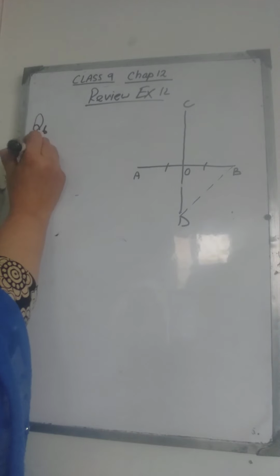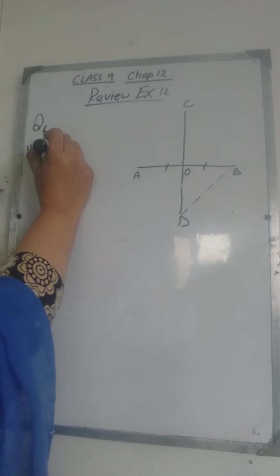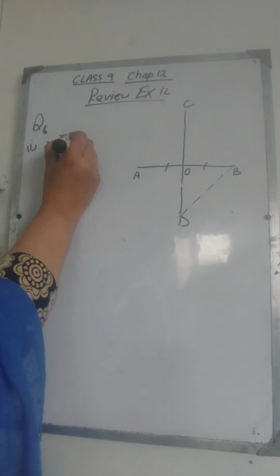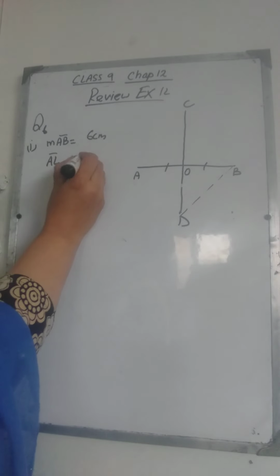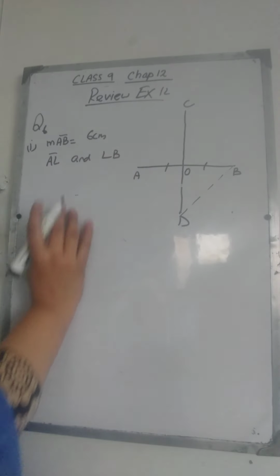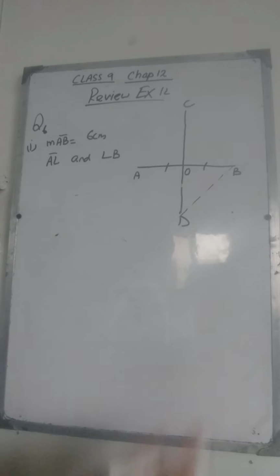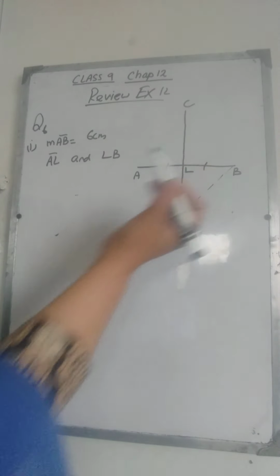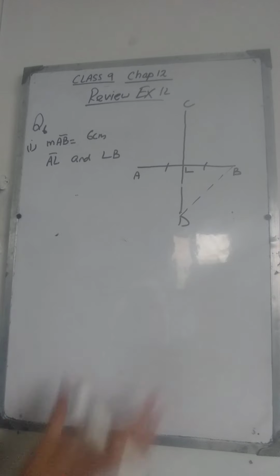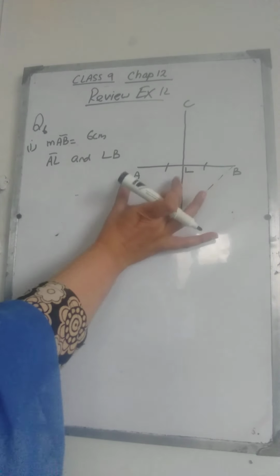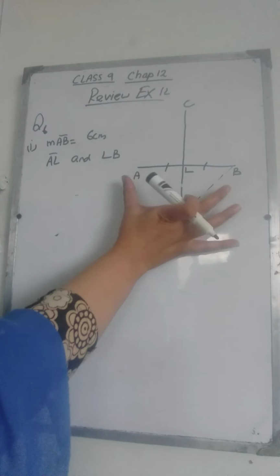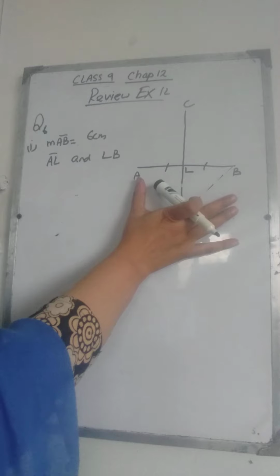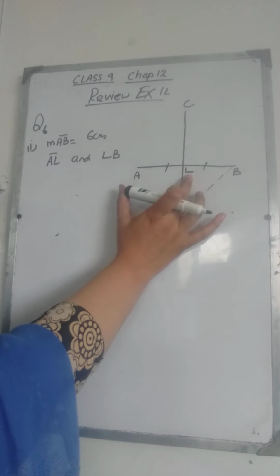Also in the first part it is given that the measurement of AB is equal to 6 centimeter, and you have to find AL and LB. This is the point L. Now we know that CD is the bisector, so it means this will divide this whole line into two equal halves. It means L will be the midpoint of AB.